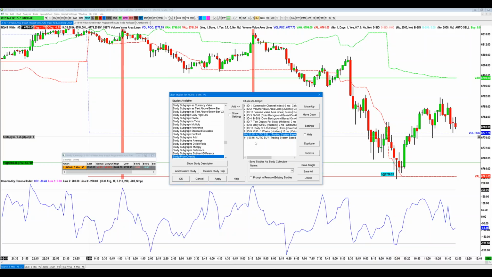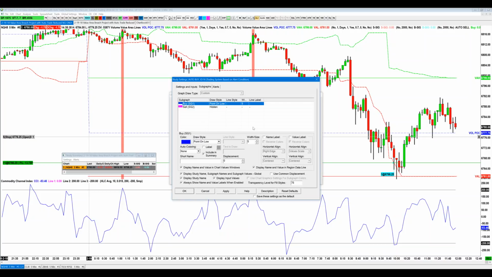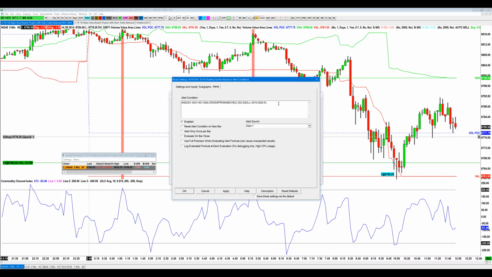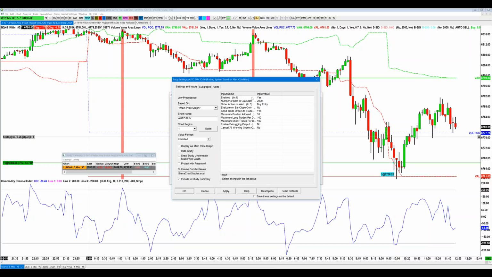And then we're going to go through a similar thing for the buy side. So you would actually go to your buy signal code in your color background, copy the code, go to your trading system based on alert condition, and then copy your new code in here. So here's our buy signal stuff. So similar process, right? Enabled, yes. Order action on alert, this is buy entry. And then all these other things are set to the same thing as my other study.